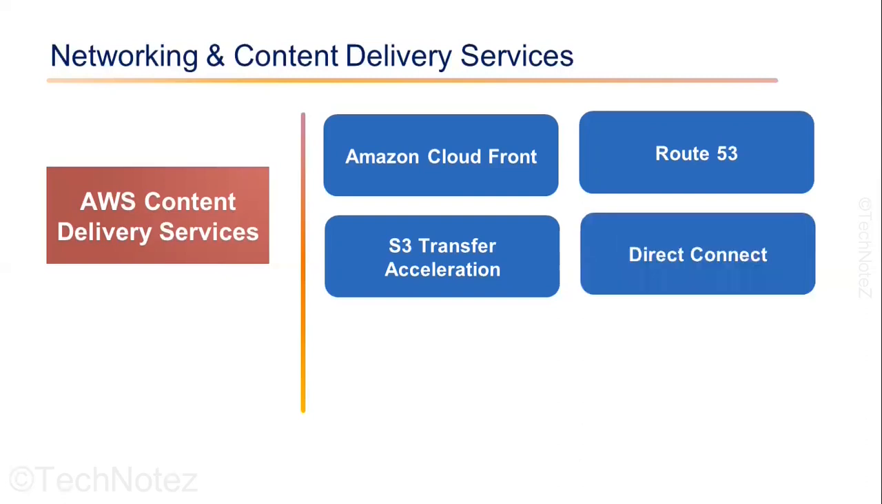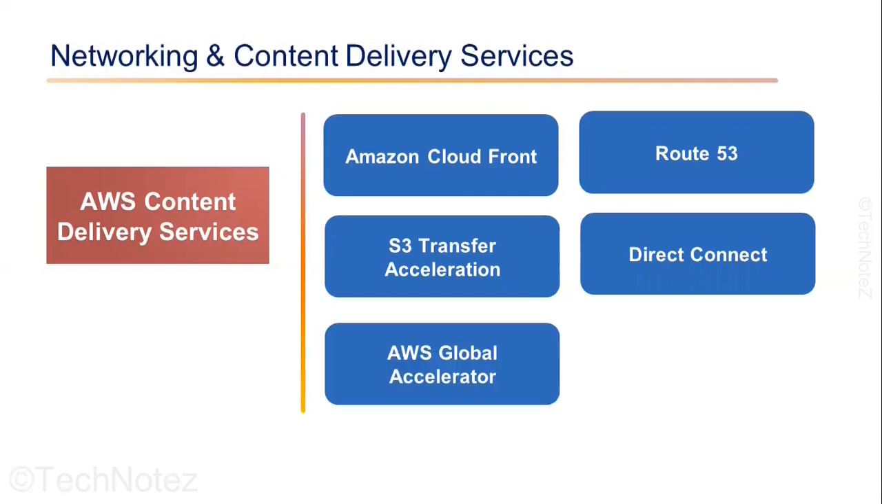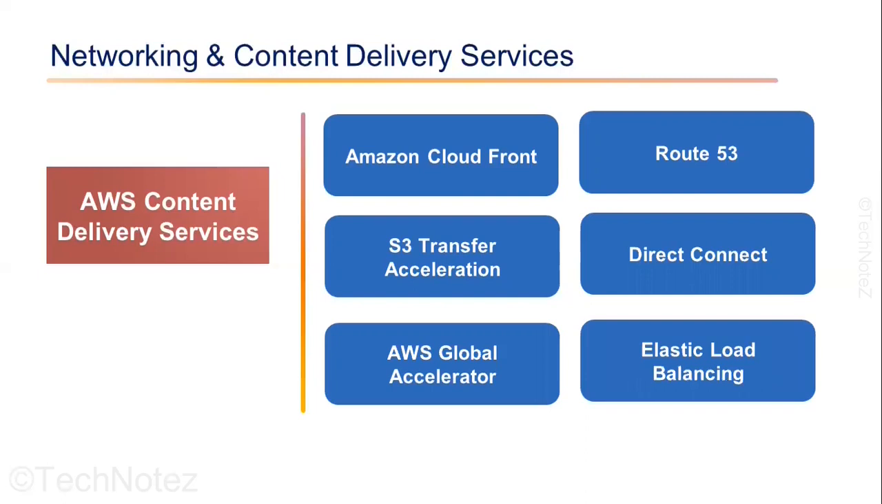Direct Connect, a dedicated network connection from an on-prem data center to AWS that enables customers to transfer a large amount of data with low latency and high throughput. Global Accelerator, a service that routes the traffic to the nearest AWS region for faster delivery of applications to end users. Elastic Load Balancing automatically distributes the incoming application traffic across multiple EC2 instances, containers, and IP addresses in one or more availability zones. These services work together to provide a solution for delivering and distributing the content and applications globally. Let's talk about each of these services in detail.